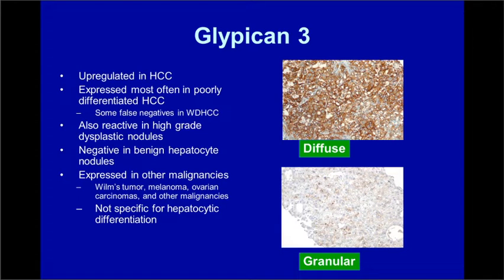Glypican-3, however, is more useful and indicated for differentiating benign from malignant liver nodules. It's upregulated in hepatocellular carcinoma. It's expressed more often in poorly differentiated hepatocellular carcinomas, so we may get some false negatives in well-differentiated carcinomas. But we could also use this to diagnose high-grade dysplastic nodules, since sometimes it's overexpressed in them. The key here is that it's negative in benign hepatocytic nodules. I will also add that it's not useful for deciding if something is showing hepatocyte differentiation versus other differentiation, because other malignancies will express this marker.